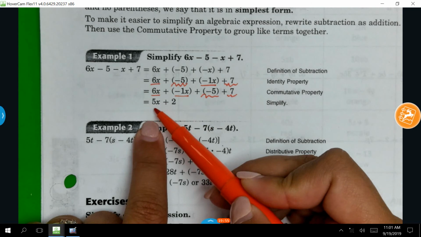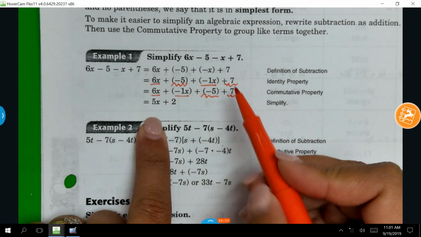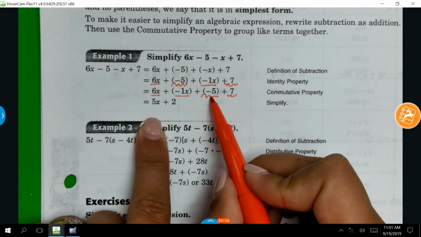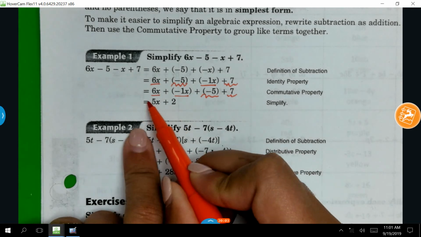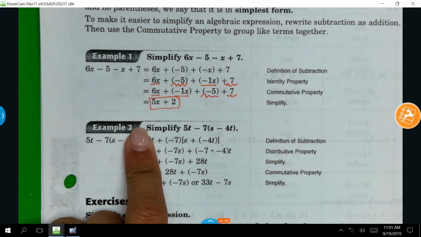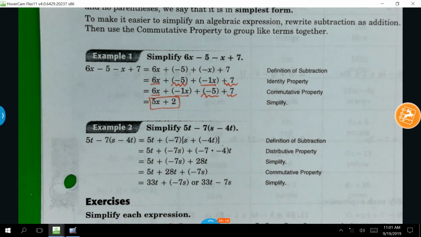5, so that leaves me with 5x. And then my constants, my numbers, negative 5 plus 7 gives me positive 2. So 5x plus 2 is my simplified expression. Okay. Questions on that? Caleb?